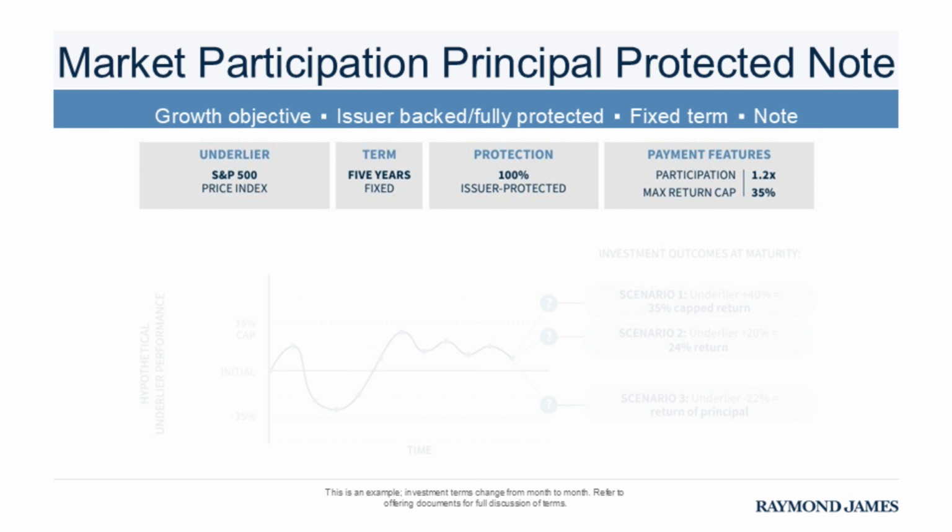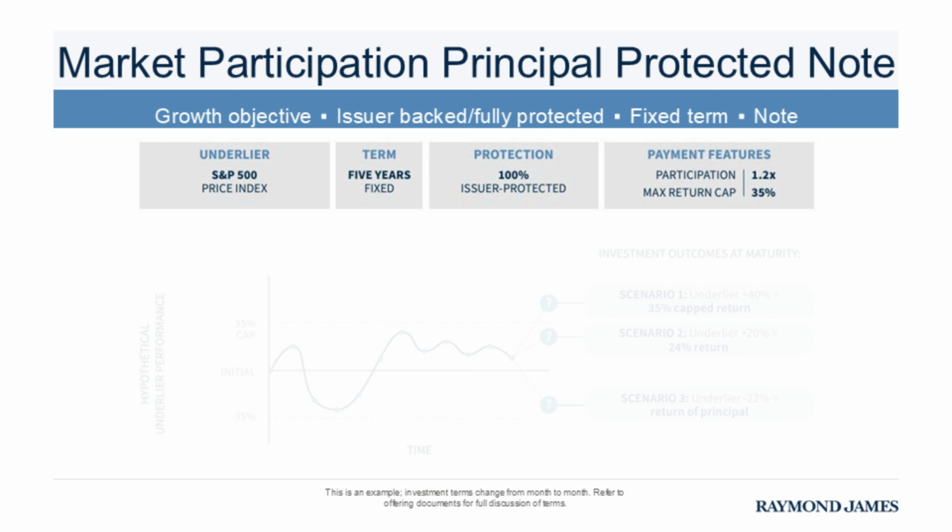Key points here: the underlier is the S&P 500. I think that's an underlier most people are familiar with. The term is 5 years. This one is 100% issuer protected, meaning that they promise to pay us back 100% of the money we invest, no matter what happens if the market goes down. But that's backed by the issuer. And the participation rate in this case is 1.2 times. And it has a market cap return of 35%.